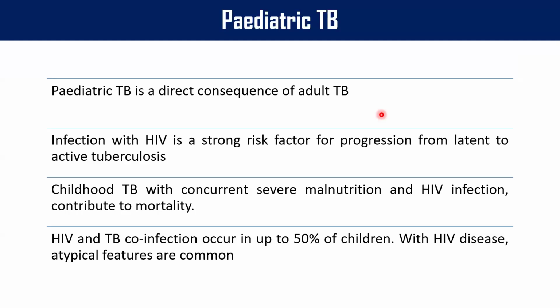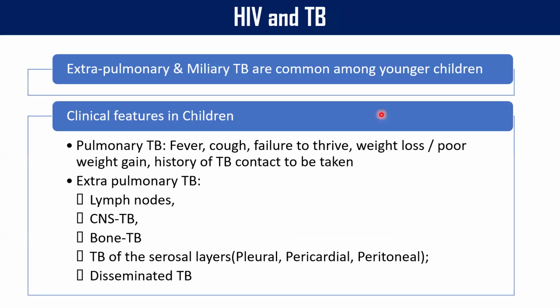Childhood TB with concurrent severe malnutrition and HIV infection contribute to significant mortality and morbidity. This co-infection occurs in up to 50% of the children, and HIV disease many a times can present with atypical features. So extrapulmonary TB and miliary TB are common, and you can also have CNS TB, lymph node TB, bone TB, and other TBs in these children.